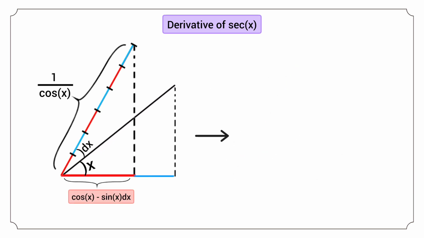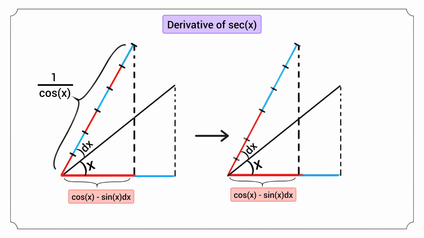Then we can notice that there is some length that is not covered, represented in blue color, and the length is formed due to the sum of all the sine x multiplied by dx length subtracted from each of the cos x lengths. So the total sum of the uncovered length will be 1 by cos x multiplied by sine x dx.